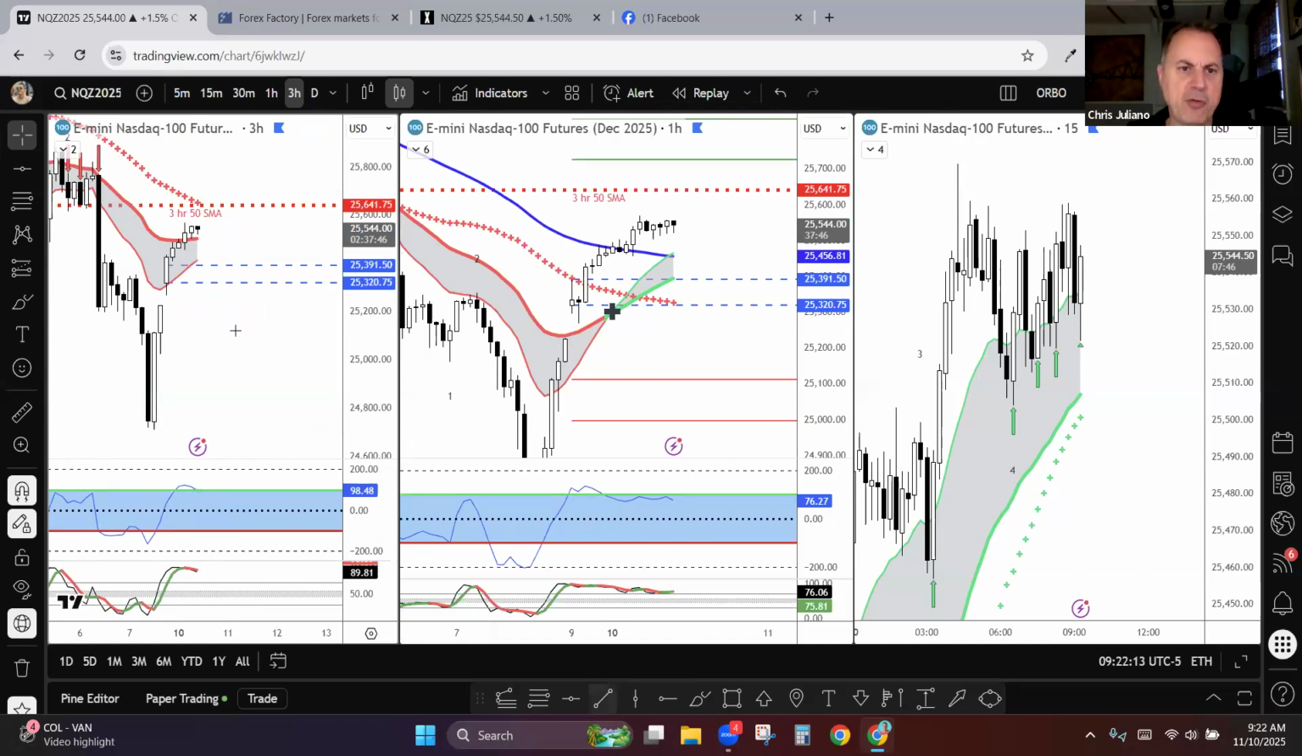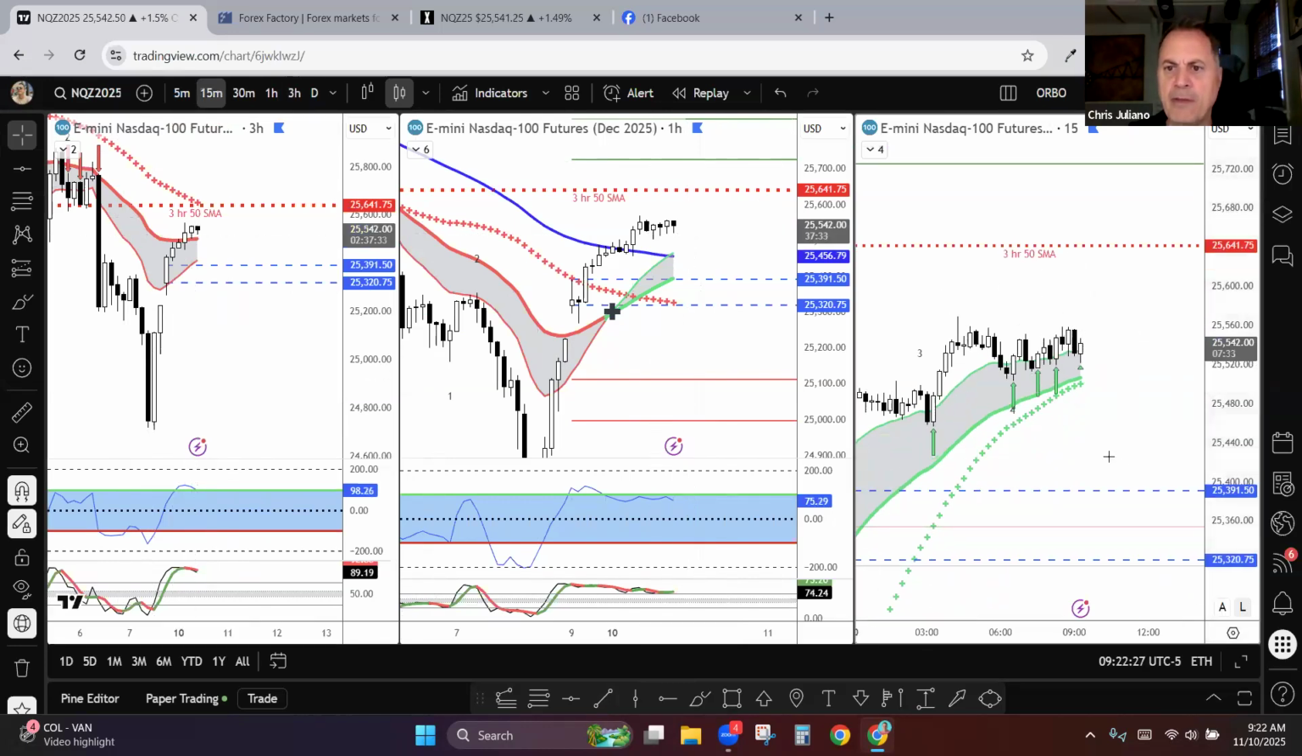So, just mark that off. I've got the 50 simple moving average here on the 3 hour chart, and you can just label it so you know what you're looking at. And there you go, 3 hour, 50 simple moving average.